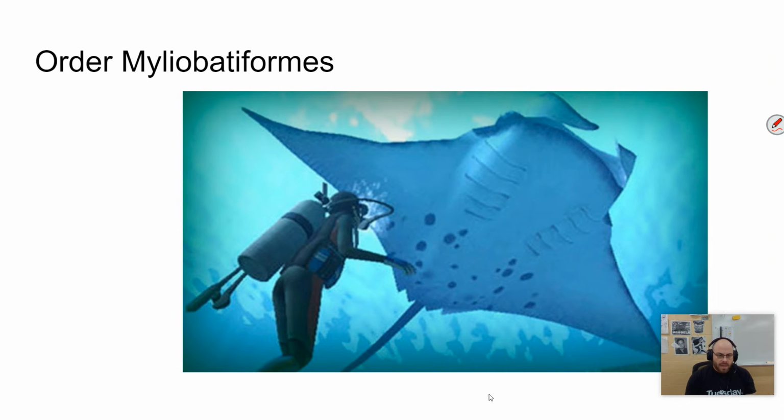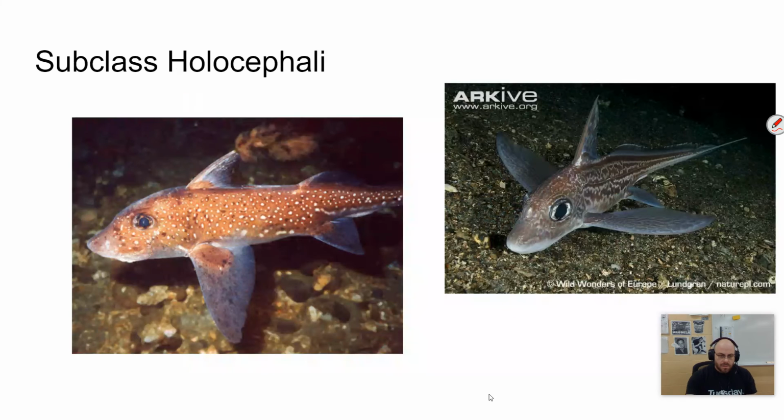And then Myliobatiformes. Sometimes these are called batoids, and that just means bat-like. If you look at it, it looks like a bat, and these are rays, typically bigger than skates. This is a really big ray called a manta ray. Stingrays are examples of batoids as well.